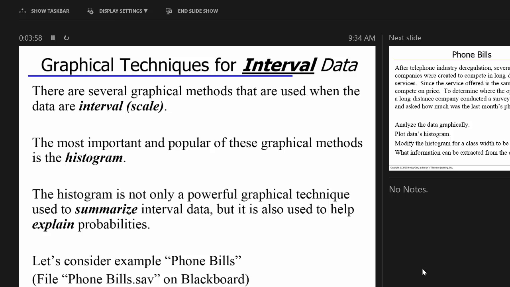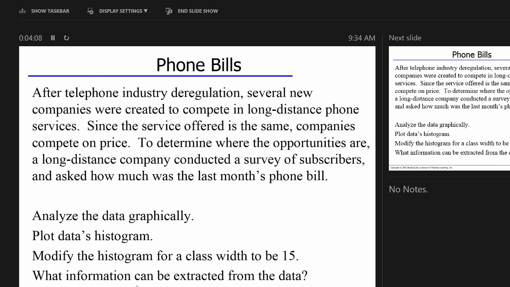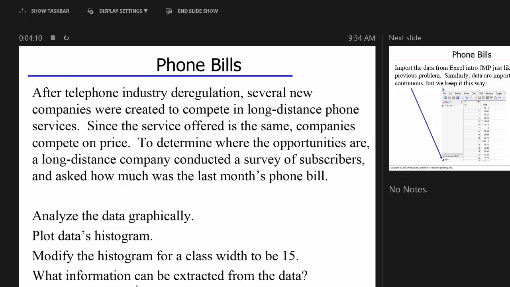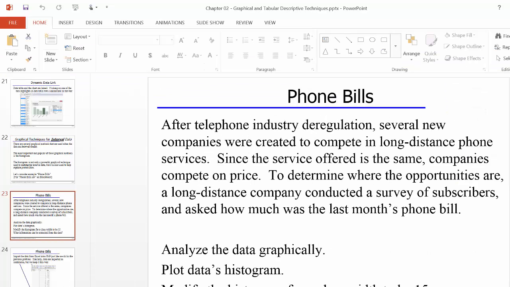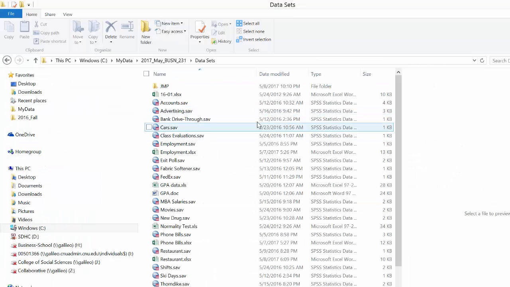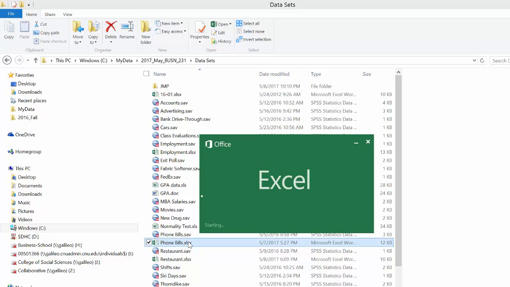Let me illustrate that. There is a data set called phone bills on Blackboard, and it still says SAV, which basically means SPSS. We didn't use SPSS, so it's actually Excel. So go ahead and download the data set from Blackboard. It should be phonebills.xls. I have it right here, so I'm going to open it up from my computer.